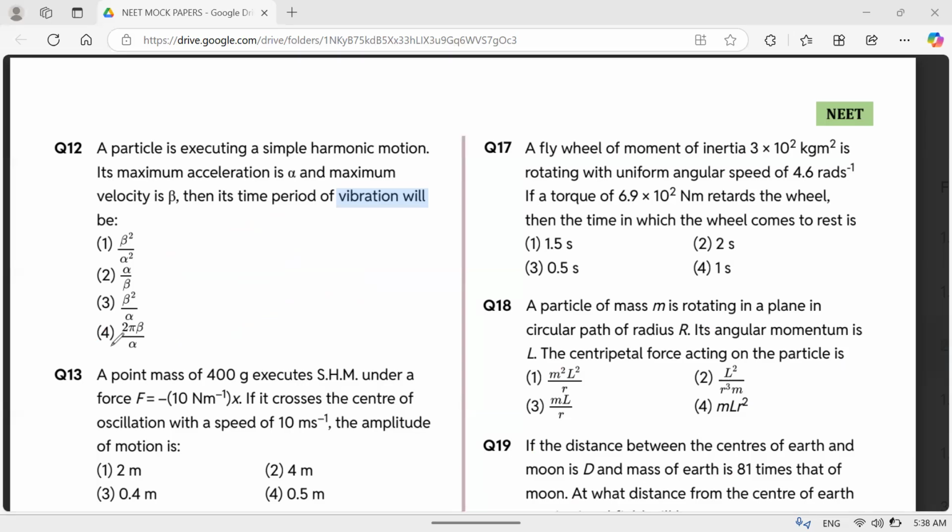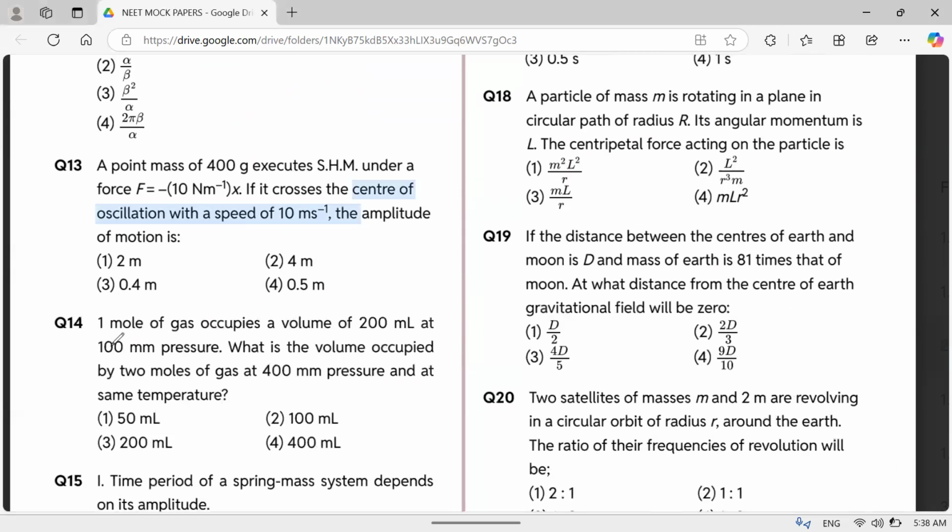Next one. Question number 13. These models are also added in the class. A point mass of 400 gram executing SHM under a force of F equals minus 10 Newton per meter into X. If it crosses the center of oscillation with a speed of 10 meter per second, the amplitude of the motion will be equal to how much? Mass is given, 400 grams. So how many kgs will it be? 0.4 kgs.